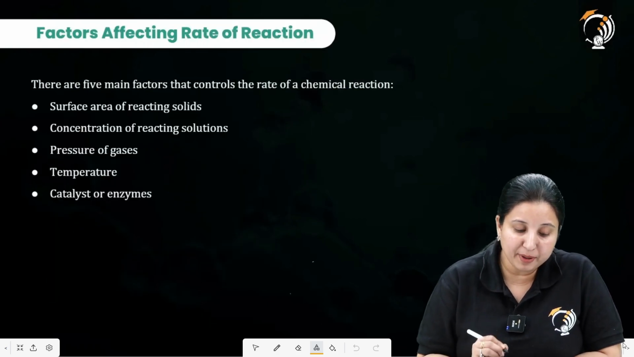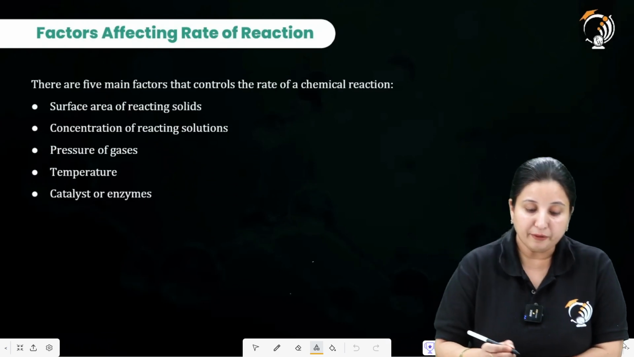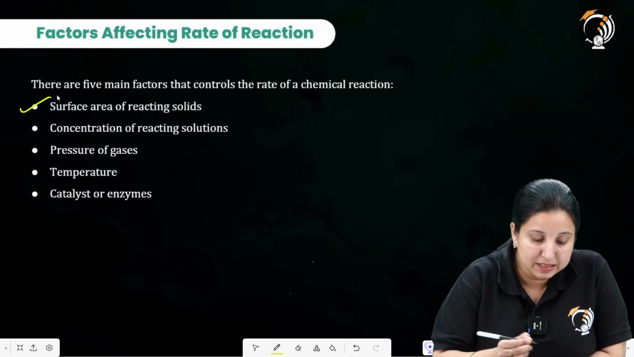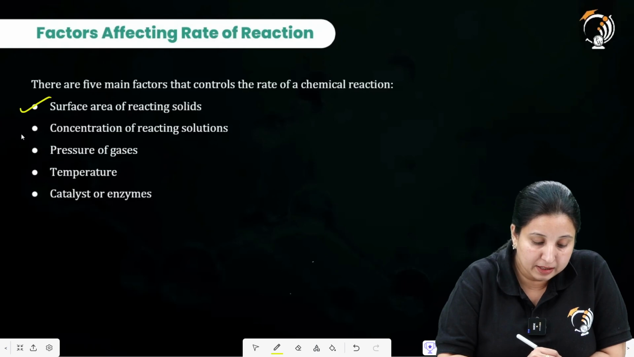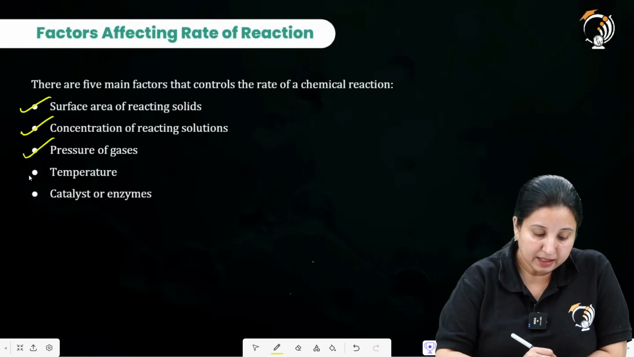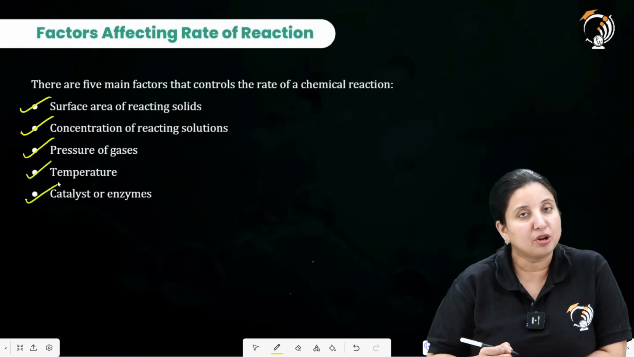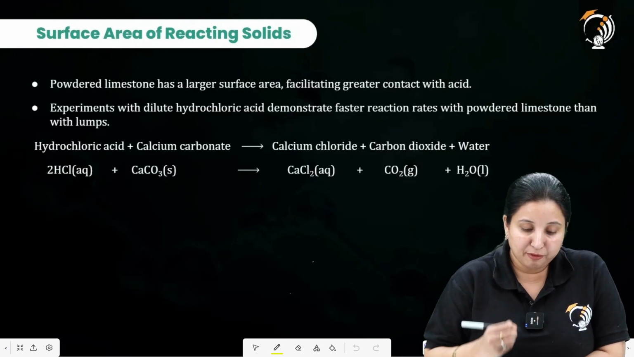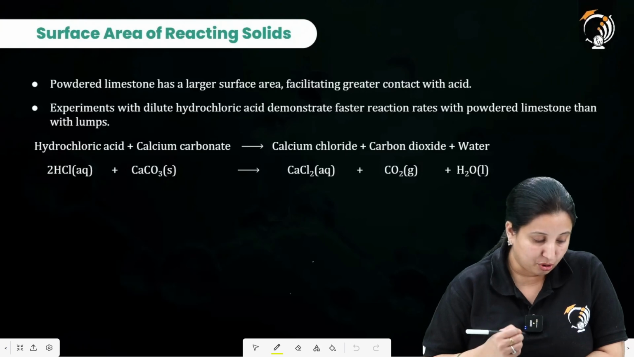So there are 5 main factors that control the rate of chemical reaction. So what are the factors? First is the surface area of the reacting solids, concentration of the reacting solutions, pressure of gases, temperature, and catalyst or the enzymes. So let's talk about them one by one. First comes the surface area of reacting solids.